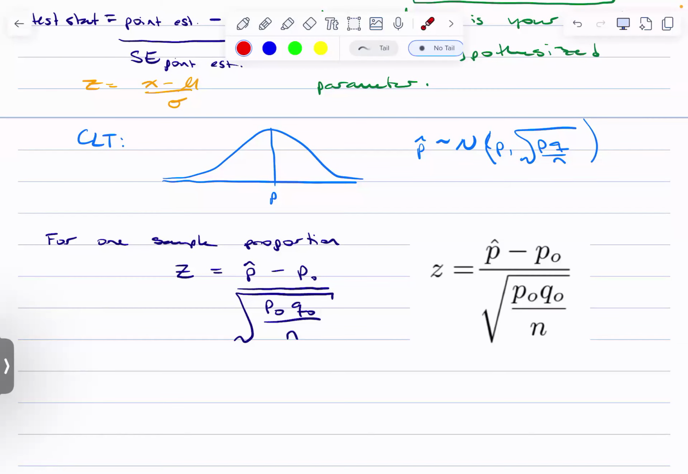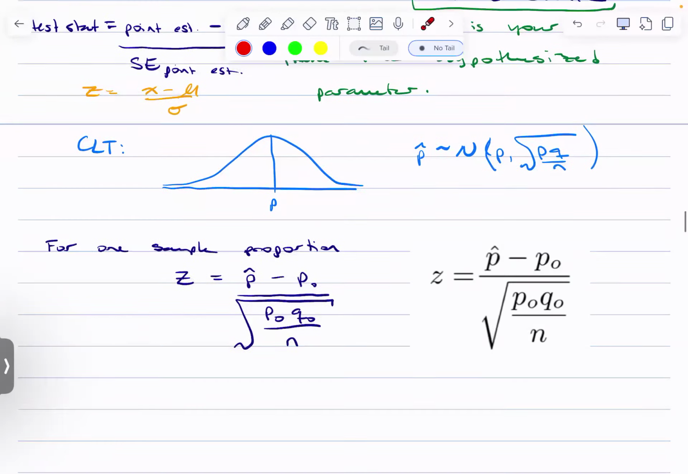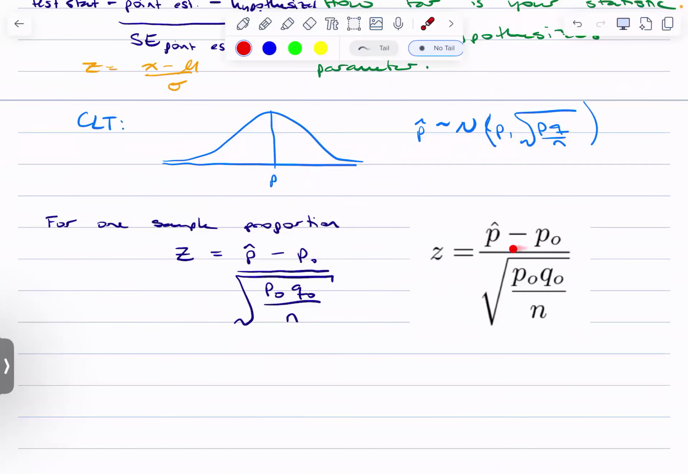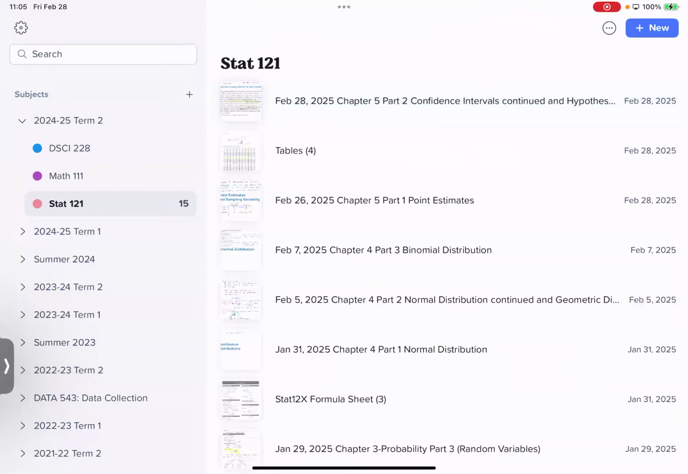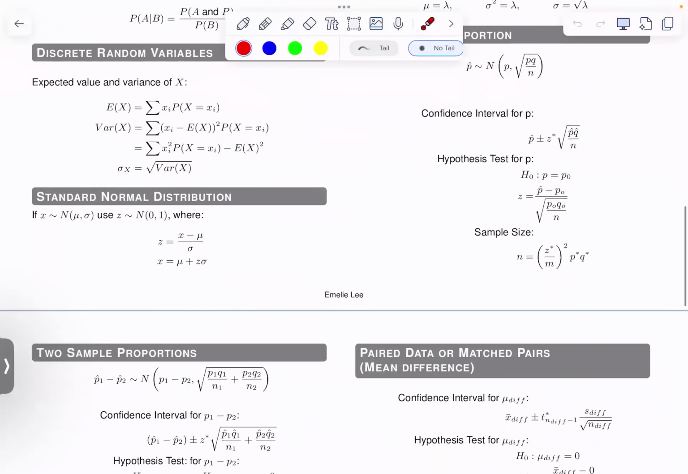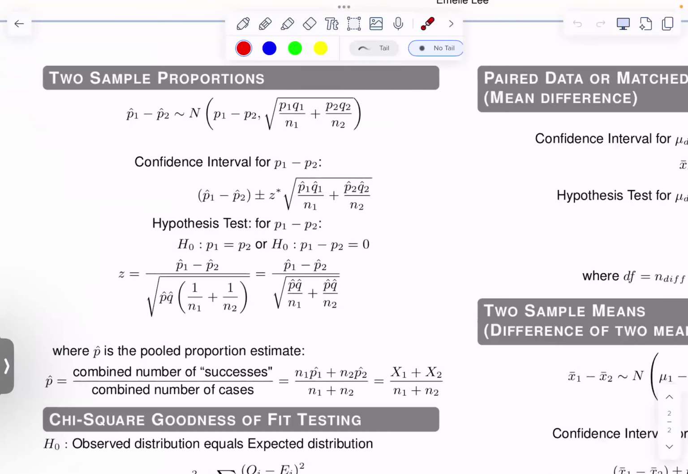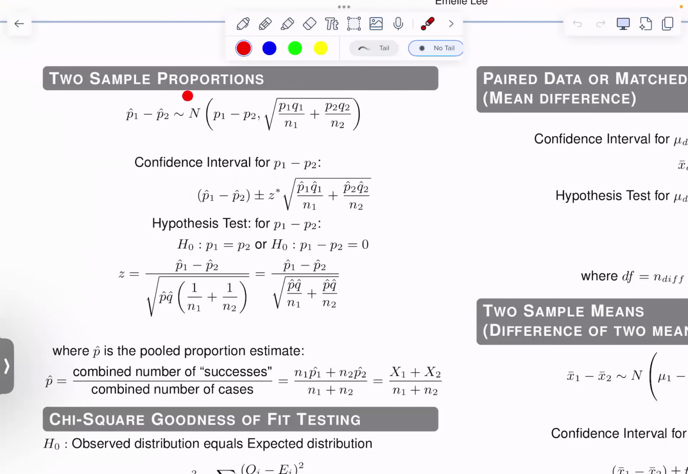Okay, so do the test. Step 2, do the test, or more boringly, calculate the test statistic, is going to be calculate this Z for now. What you're calculating changes. If you glance at the formula sheet, here we are at one sample proportion, but then, very exciting day, when we move to 2 sample proportions, the next page.